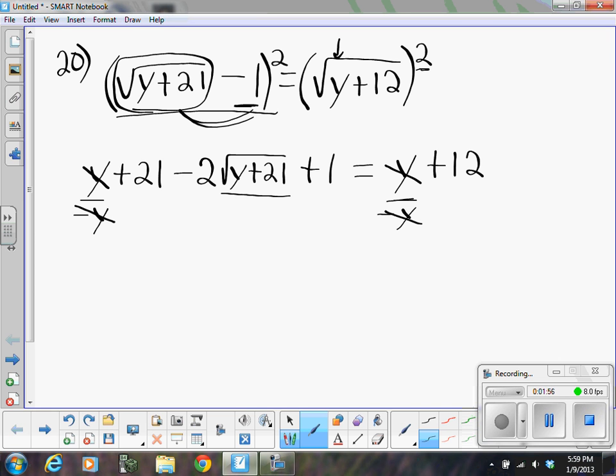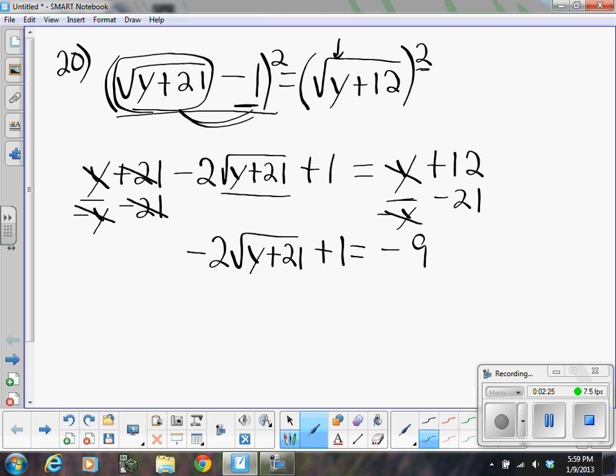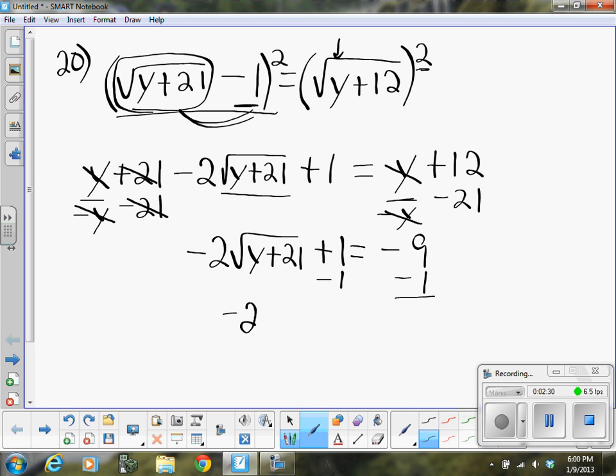Now, I can take the 21 right here and subtract 21, and subtract it from the 12 over here. That will cancel the 21s out on the left side and leave you with negative 2 square roots of y plus 21 plus 1 equals, the only thing you're going to have left over here is a negative 9. Now, we could also subtract 1 from both sides. If we do that, that's going to leave you negative 2 square root y plus 21 equals negative 10.